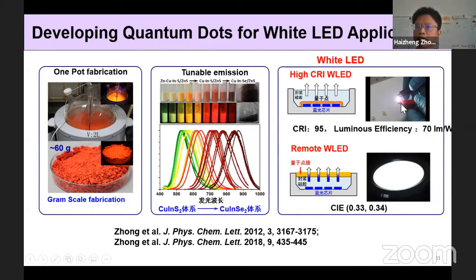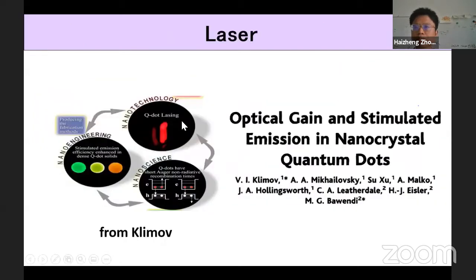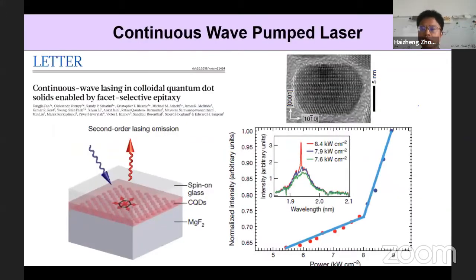This is the one diamond that we achieved before. So lasering is another interesting direction. The QD laser was first reported by Professor Victor Klimov in 2000, and he obtained stimulated emission in cadmium selenide quantum dots. And after more than 20 years of development, there are recently different reports on the continuous wave pumped laser.